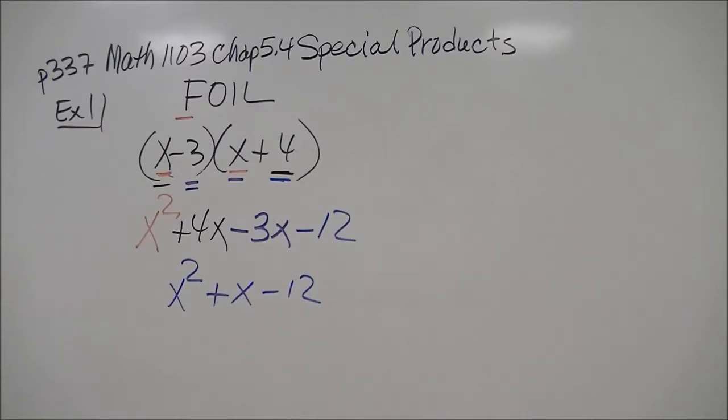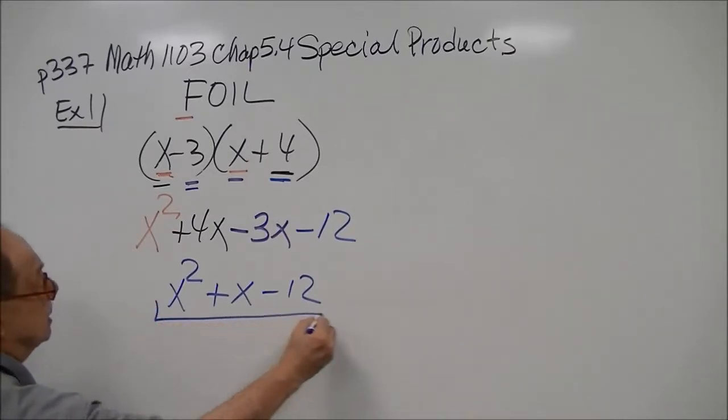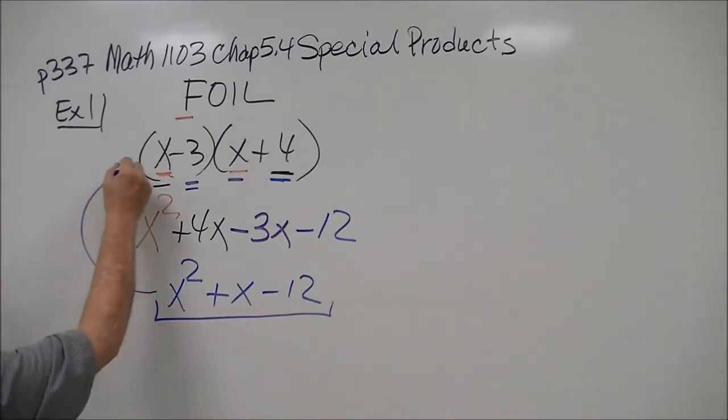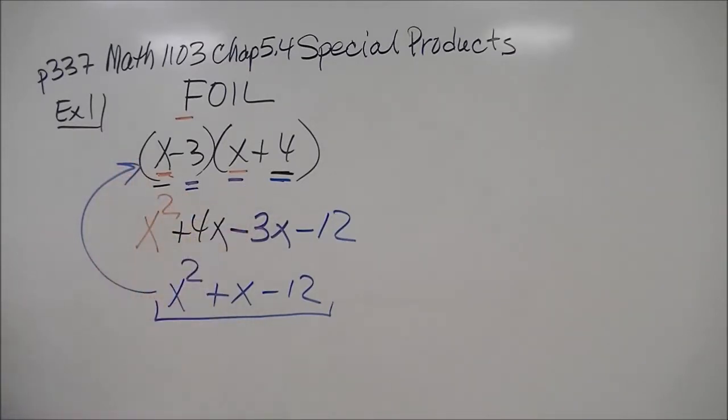Now, in doing the FOIL, and we're going to use this a lot in this chapter and in the next chapter, which is in the next course, eventually we're going to take this trinomial and factor it into its factors. So this is a product of multiplying two binomials. So we often say we're going to undo the FOIL.